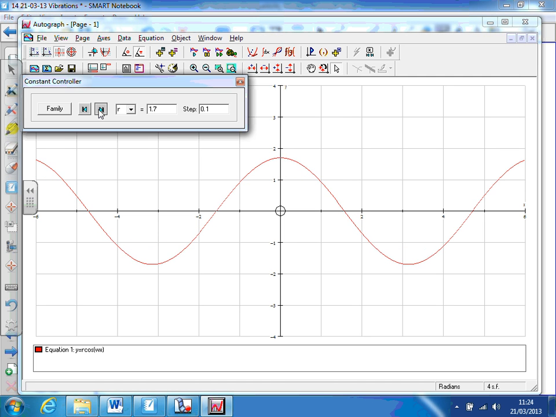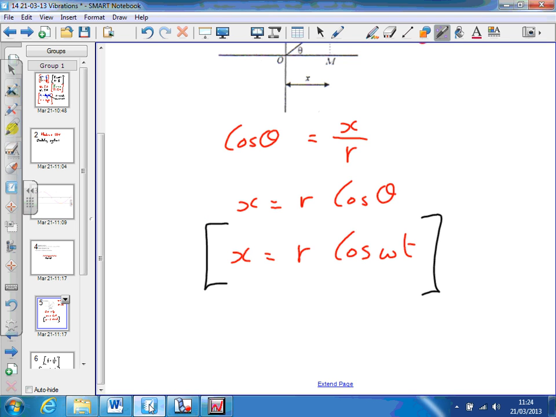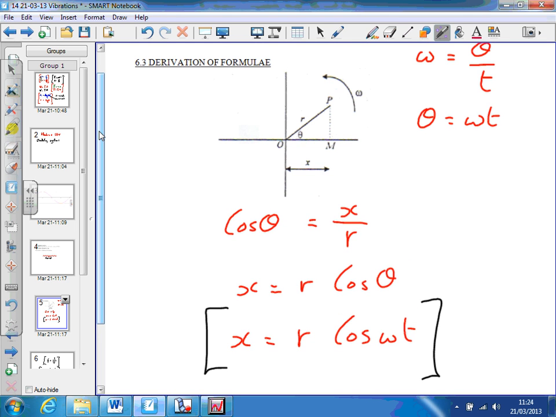If I make r 2, then it's starting at 2. So r is actually the amplitude. And if we go back to our notes and to this diagram, we can see that r represents the amplitude. If you imagine this line coming round, at 0 time, it's lying along the x-axis, agreed? At time 0. So what's the x displacement? R, the value of r, because it's lying here.